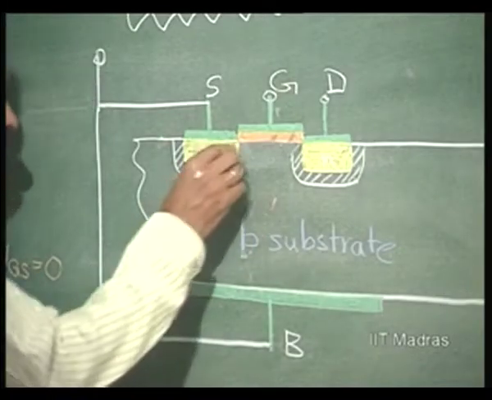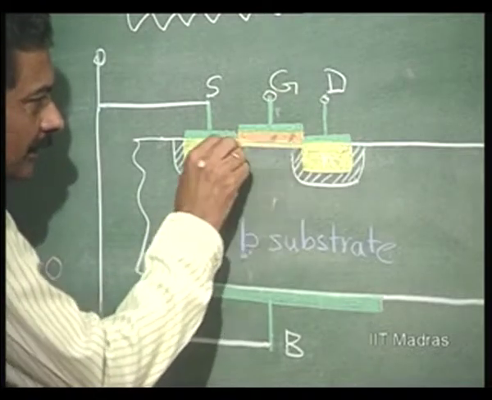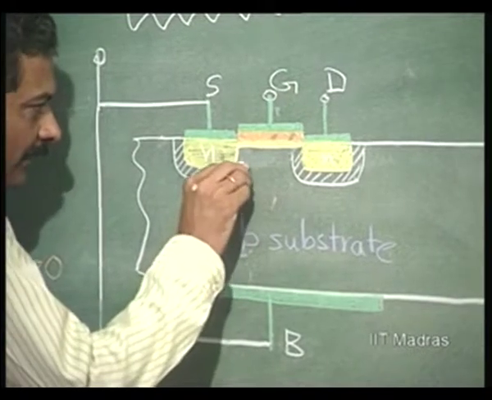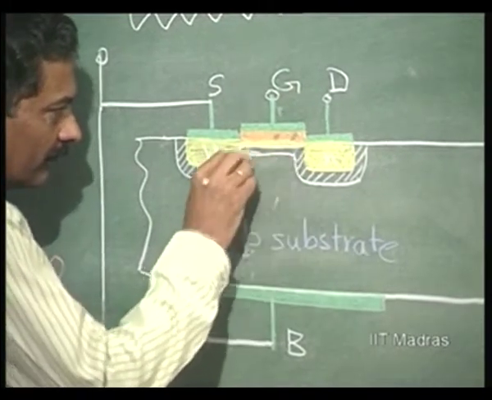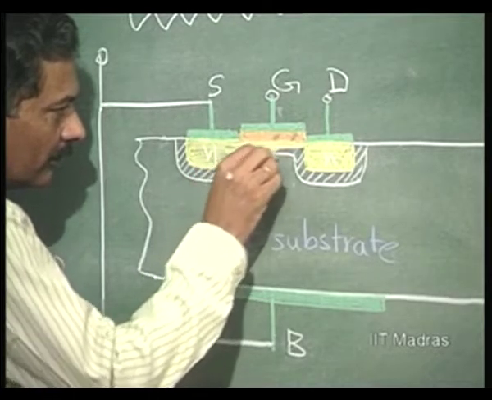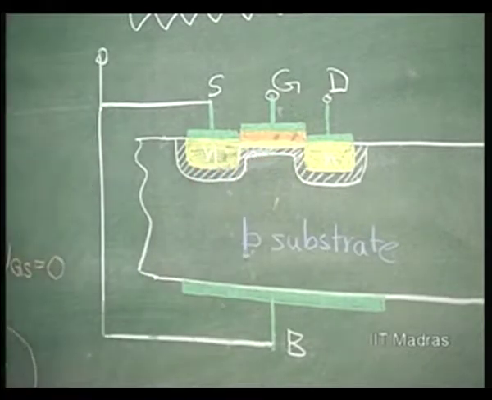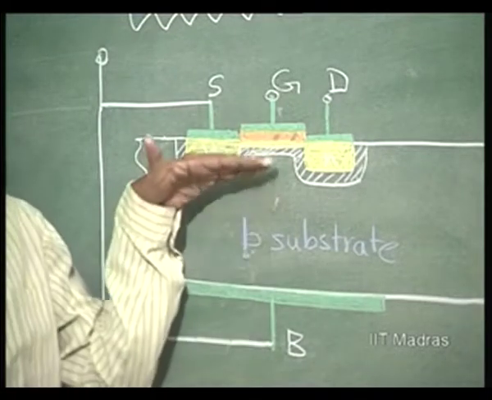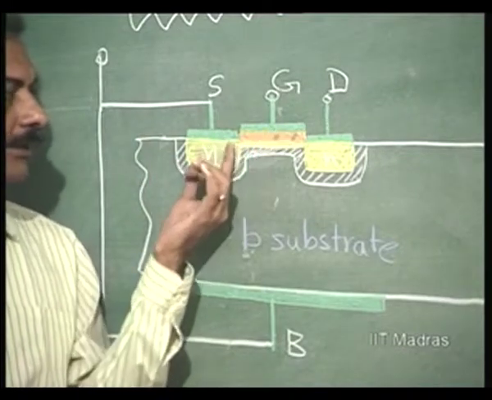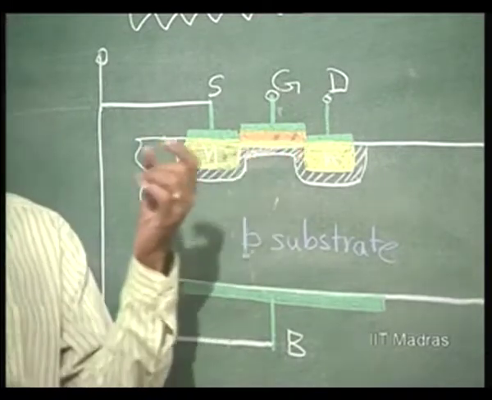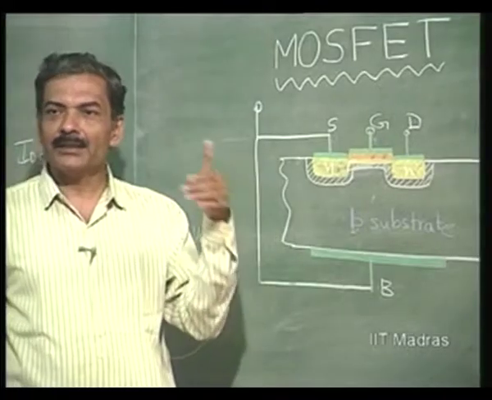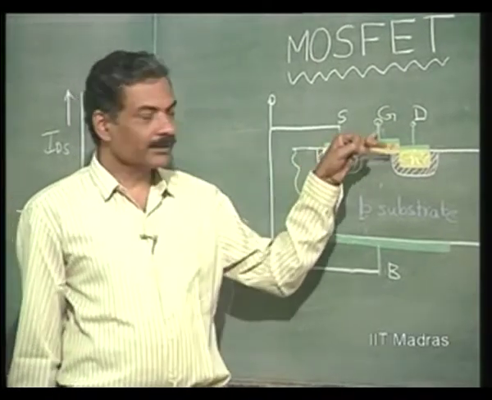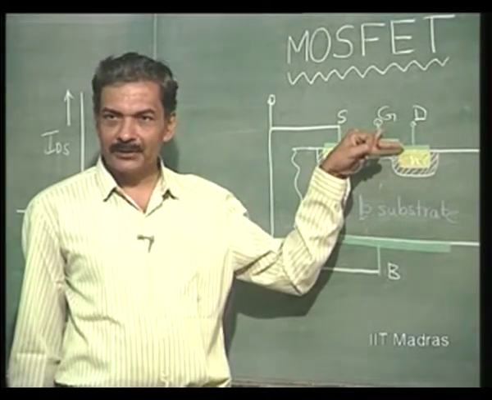Now, once inversion occurs, a channel is said to be formed and this depletion layer is pushed down. So, this is how the channel gets formed, and the voltage that you apply to the gate to make a substantial amount of current start flowing is called the threshold voltage.